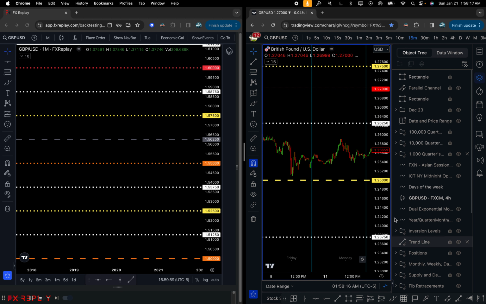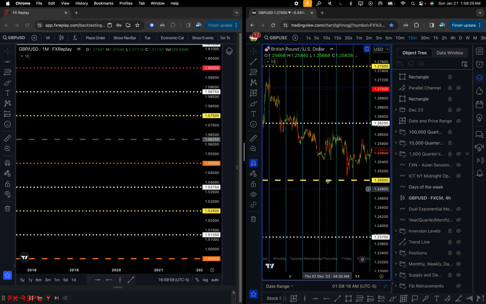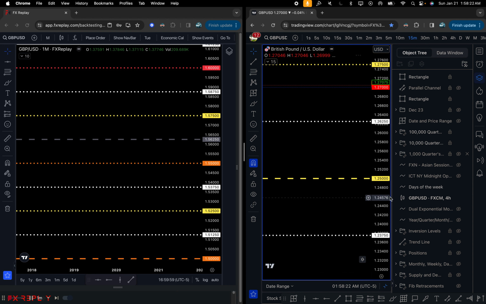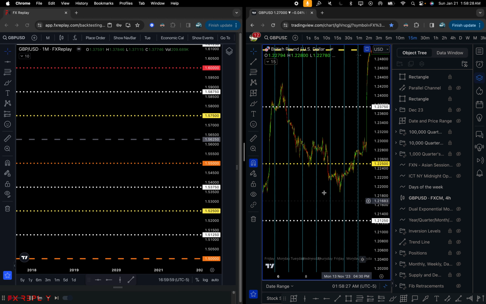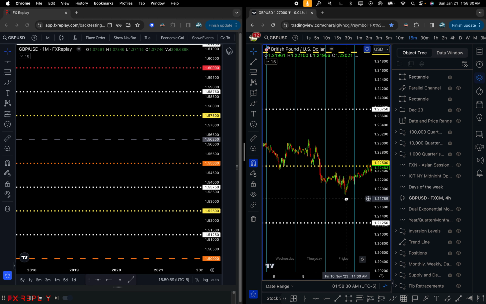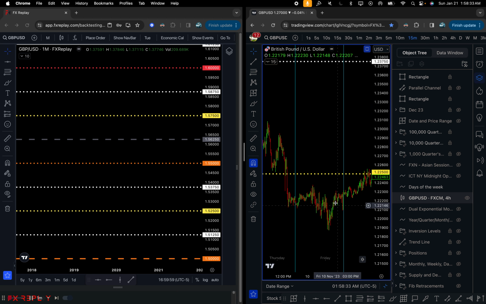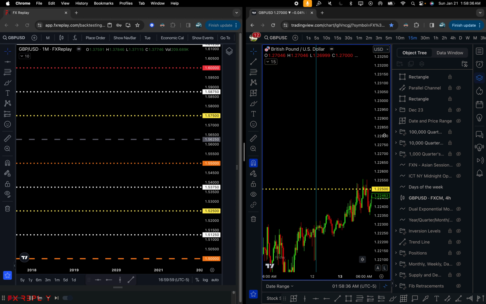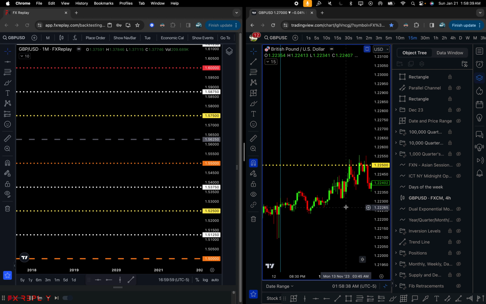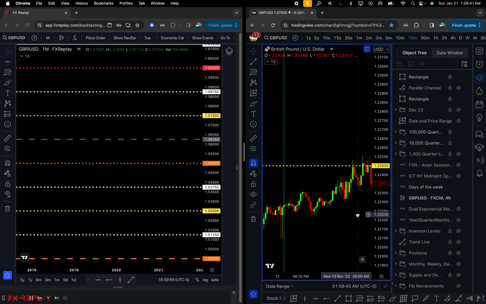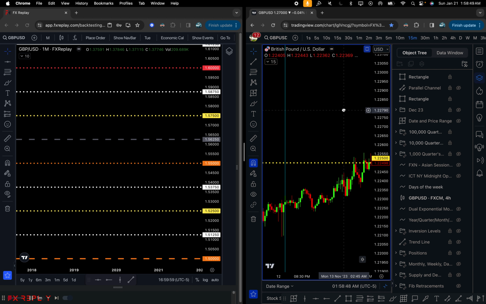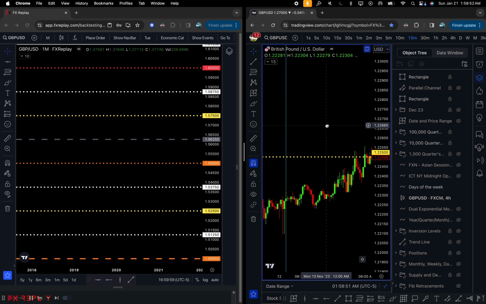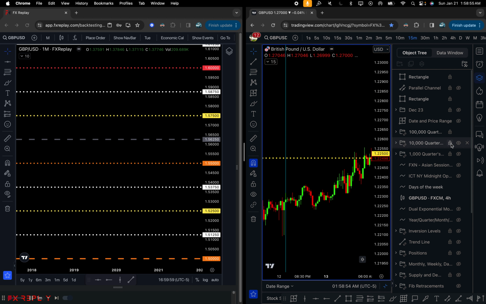Let me do one more. I really want to get away from this 27 because price is there. Okay, let's do this one. This should be good here because I showed you the 100,000, and I want to show you the 10,000. So right here, the range is going to be between 1.22 and 1.23. That is 1,000 points. Let's pop these levels on there.